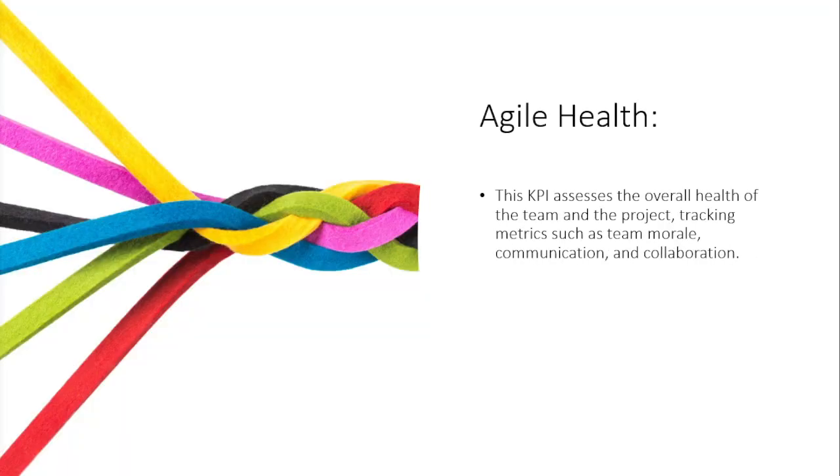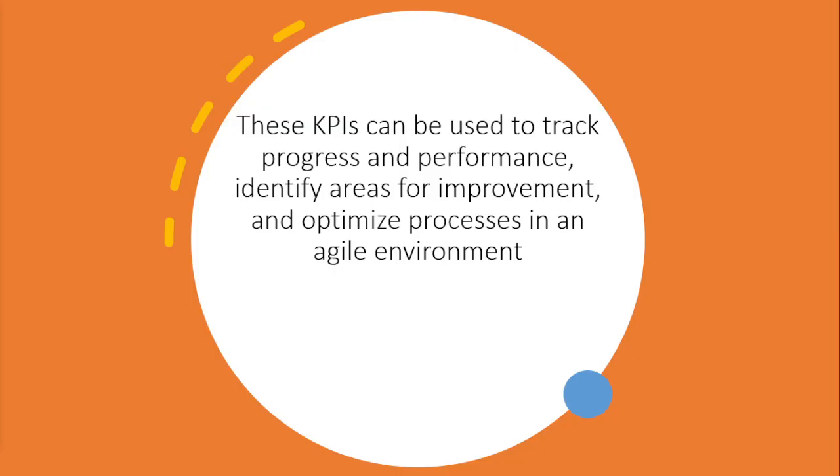Agile health is another one. Again, handle with care. But the KPI assesses the overall health of the team, the overall health of the project, and it tracks metrics such as team morale. So I talked about a mood chart. You could use that. Communication, collaboration, it is okay to measure those things. Is it a little bit subjective? Yes, it is, but it's better to have some metrics in agile health than zero. So find a way of doing this with sense and intentionality.